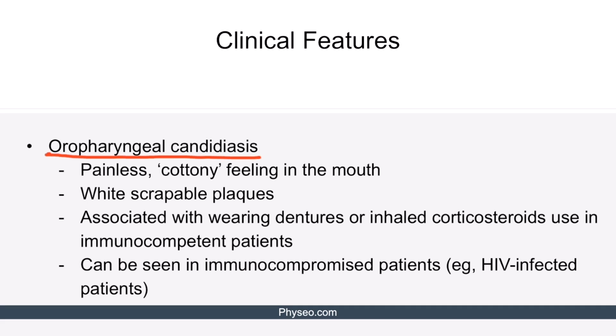So the lesions in oropharyngeal candidiasis are typically painless, but the patient can complain of a cottony feeling in the mouth. On physical exam, white scrapable plaques are seen on the tongue, the hard palate, the buccal mucosa, or the oropharynx. And this infection is most often associated with wearing dentures or use of inhaled corticosteroids in patients with a competent immune system. And naturally, if this can happen with inhaled corticosteroids in people who are healthy, then you can be thinking about immunocompromised people as well, especially those with HIV.